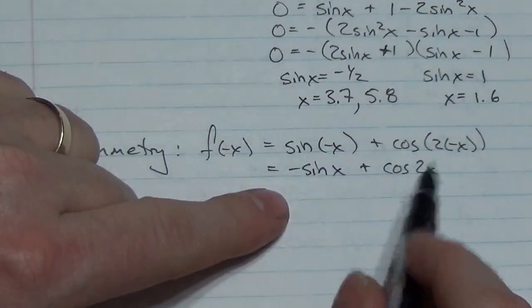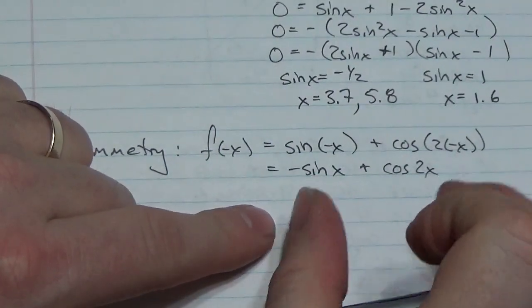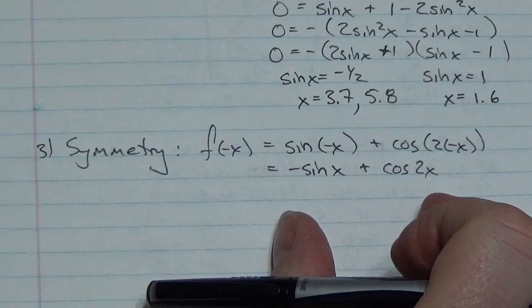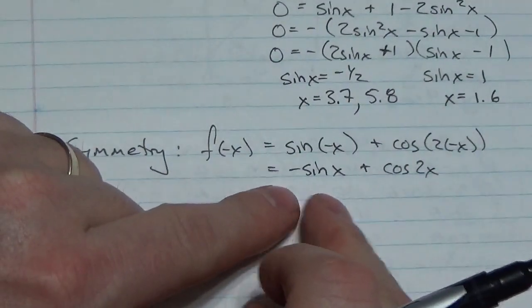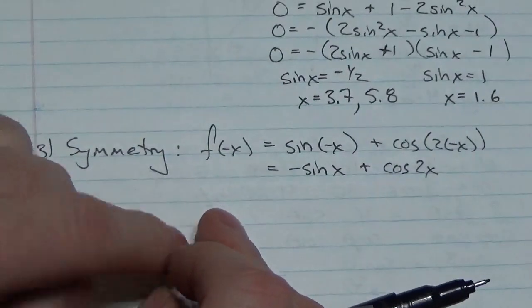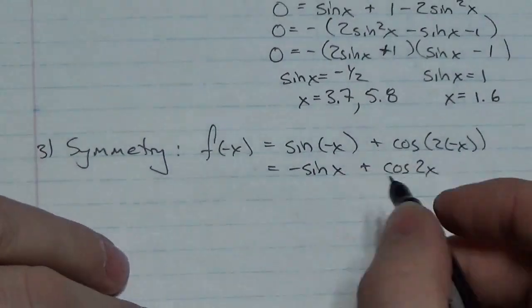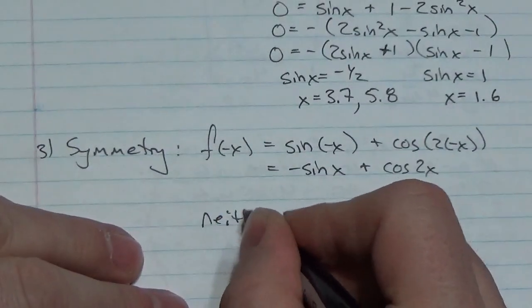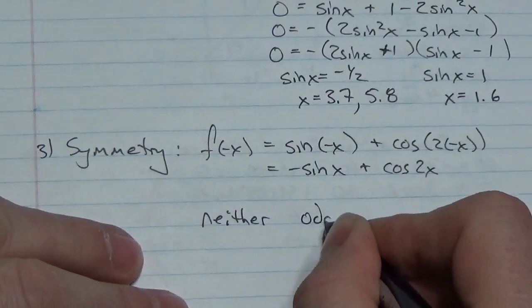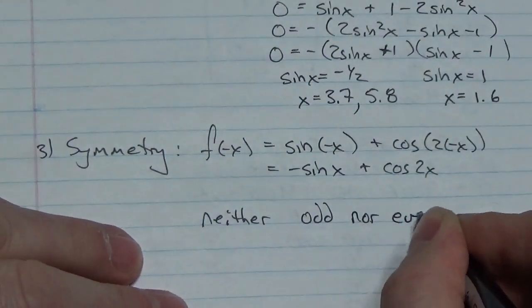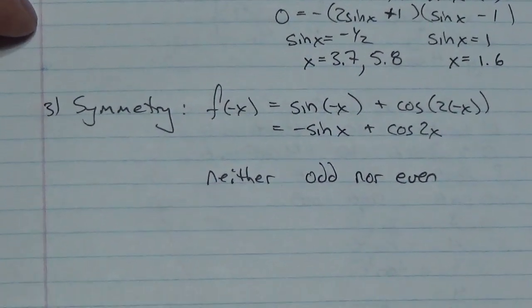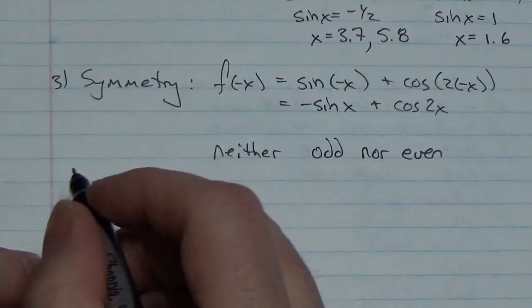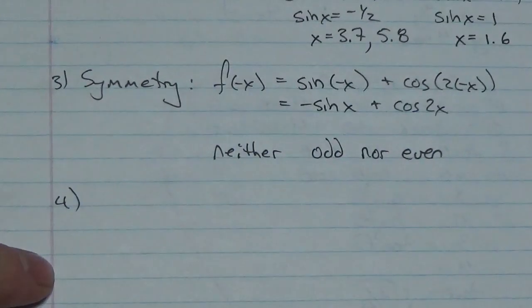And so what I'm left with is a function that is not equivalent to the original, so it's not even, but at the same time it's not the same as the original with the negative factored out. So as a result, this is neither odd nor even. So there's no symmetry the way I would like to see the symmetry there. And that's okay. That's fine. Let's take a look at number 4 here.